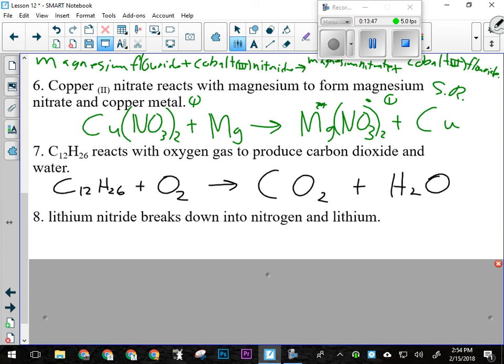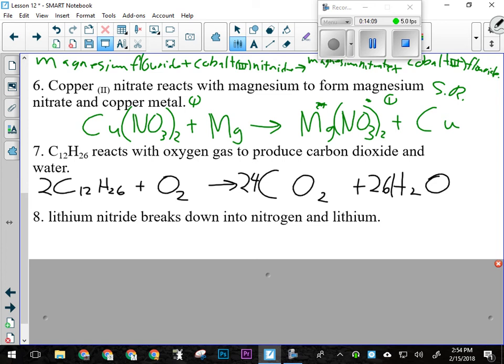Okay, what are our special rules? I have to balance in alphabetical order. Do I need the rule of 2? Yes. All right, 2 times 12 is 24. So I need to put a 24 in front of the carbon. 2 times 26 is 52. 26 times 2 is 52.